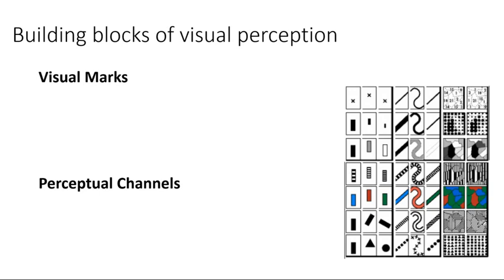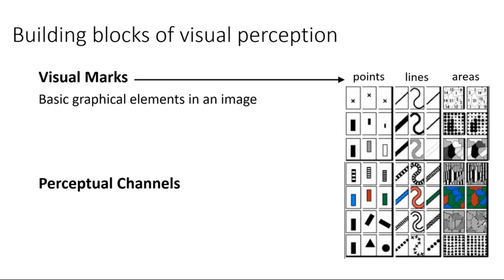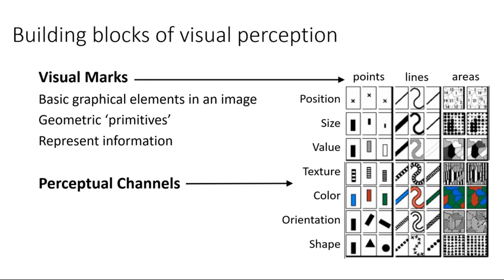We can control the way the marks look to encode additional layers of information, more complex information into the marks. We can change a line's location, like position along a scale. We can change the size or the color or the texture to add meaning and differentiate it from other marks. And like I said, you already know this. We're just giving things names. So we've got points, lines, and areas. These are the basic graphical elements in an image. And then the perceptual channels are things like position, size, value, texture, color, etc.